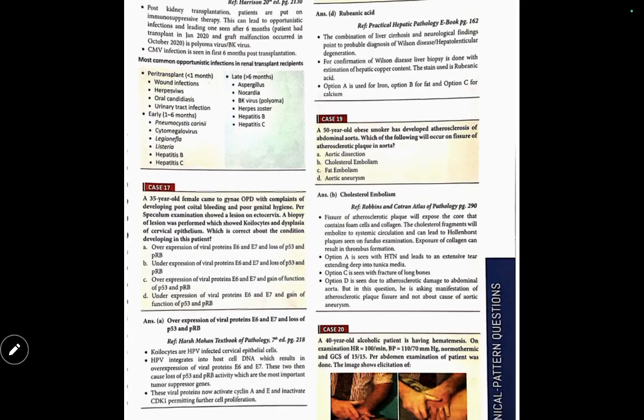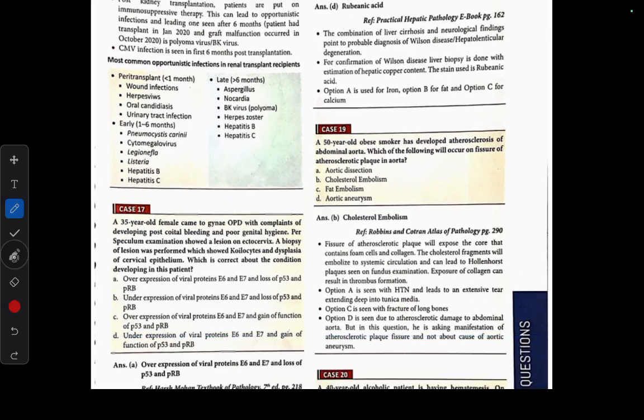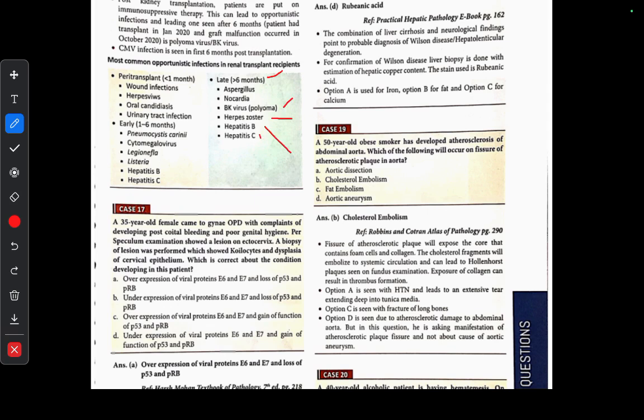Polyoma BK virus. See here, this is the most common opportunistic infection in urinary transmission. More than 6 months is going to your BK virus, herpes zoster, hepatitis B, C. Within 1 month you have to see wound infections, oral candidiasis, urinary tract infection. Early 1 to 6 months, Pneumocystis jirovecii, cytomegalovirus, Legionella and Listeria. Done.